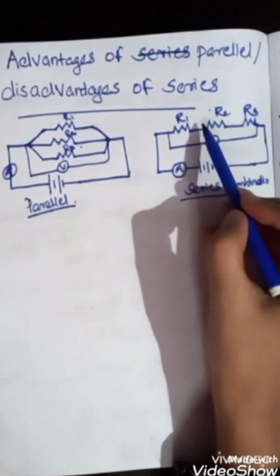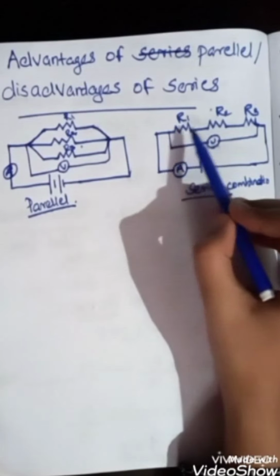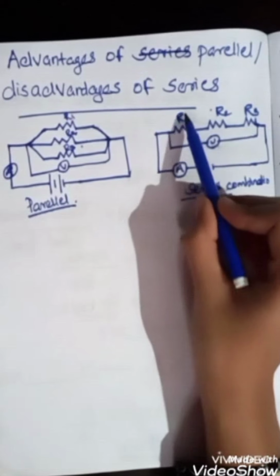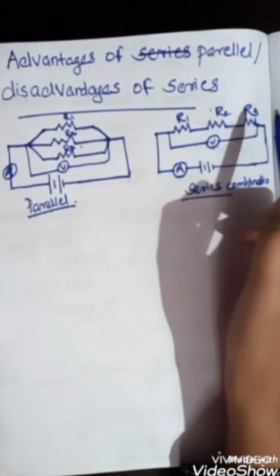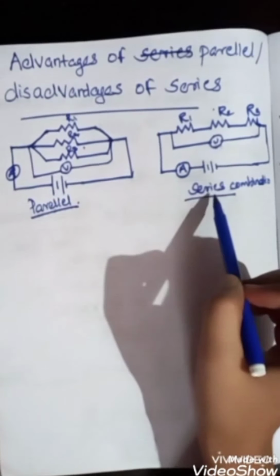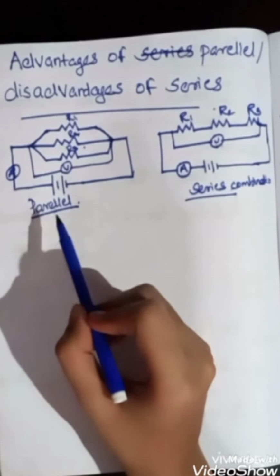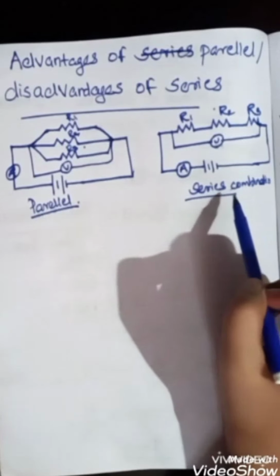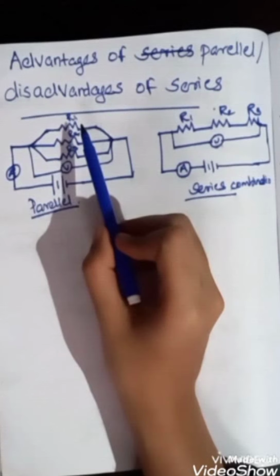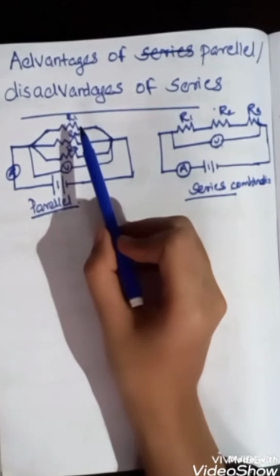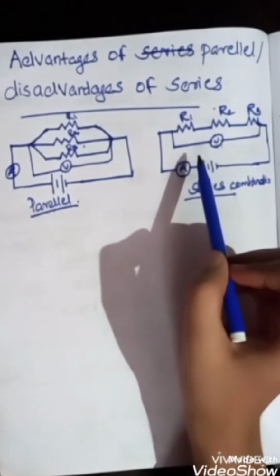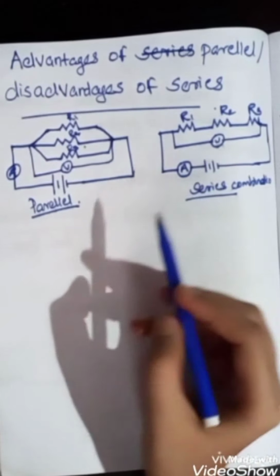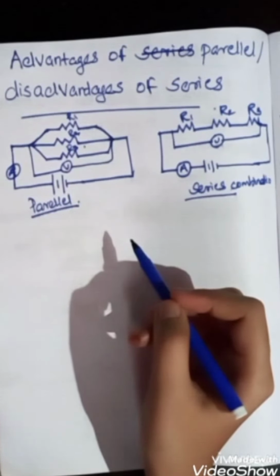if one electrical appliance stops working due to some defect, it will affect all other appliances. If R1 does not work due to some defect, R2 and R3 also will not work. So this is the first advantage of parallel combination and disadvantage of series combination. In a parallel circuit, if one electrical appliance stops working due to some defect, then all other appliances keep working normally. In series combination, if one appliance stops working, all other appliances also stop working.